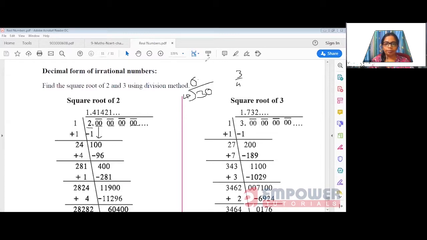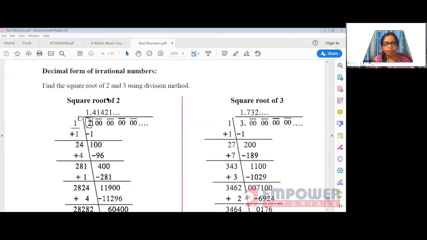This is the first thing you have to do. Then you have to look for a number. Tell me the number which comes before your number 2 and is a perfect square. Since 1 is the perfect square before 2, we will take 1 over here.